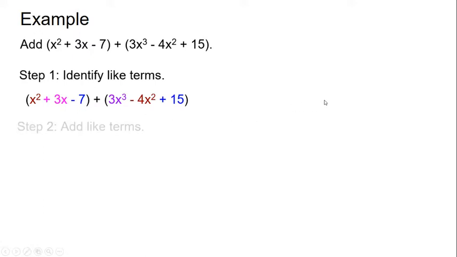So now that we have like terms, we're going to go to step 2. We're going to add the like terms together. We're going to do our maroon with our maroon, our blue with our blue, and since purple and pink have no other term like it, they're just going to stay how they are with the sign that's in front. So we're going to end up with negative 3x squared, because x squared minus 4x squared is negative 3x squared, plus our 3x, and then negative 7 plus 15 is positive 8, and then plus our 3x cubed.